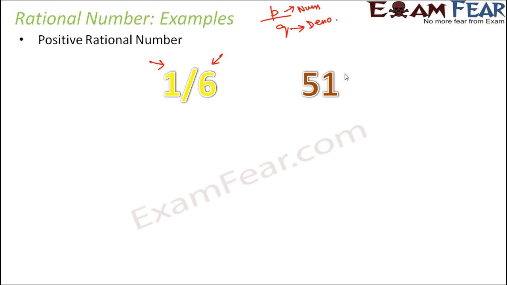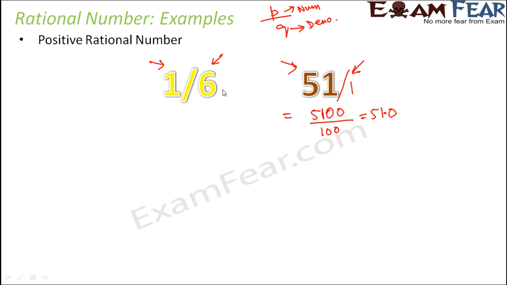Look at 51. 51 is again nothing but 51 by 1. Numerator positive, denominator positive. So this is again a positive rational number. Now when you look at 51, it is nothing but 51 by 1, and since it is a ratio, this can also be written as 5100 by 100 because they mean the same thing. These zeros will get cancelled and it's 51 by 1 again, which is equal to 51. This can also be written as 51.0 because 51.0 is the same thing as 51.